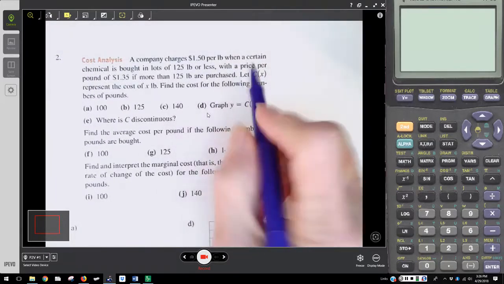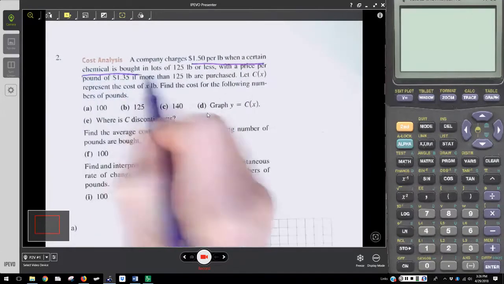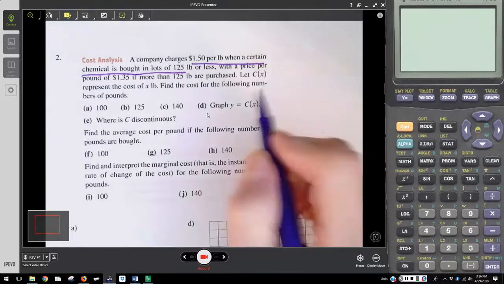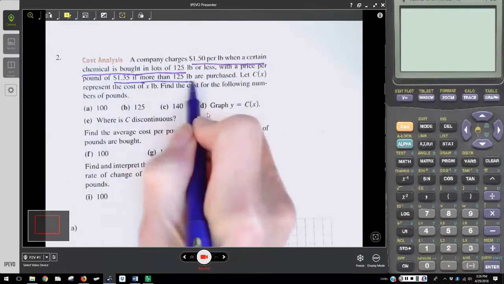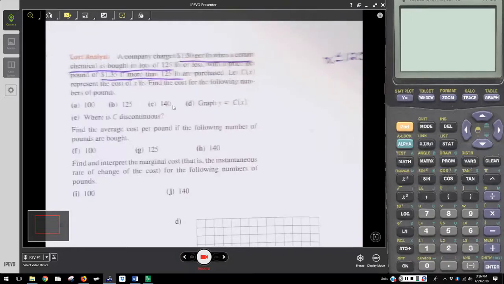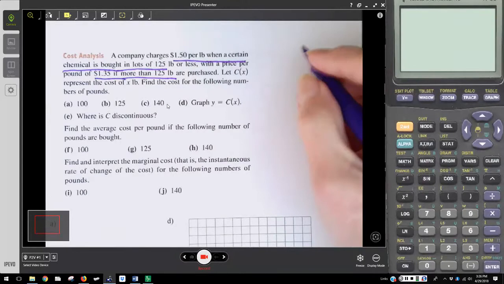So the company charges $1.50 a pound when a certain chemical is bought in lots of 125 pounds or less. And the price per pound drops to $1.35 if more than 125 pounds are purchased. So that tells you you've got a break at 125 pounds. So when X is equal to or less than 125, then your cost is $1.50 per pound.